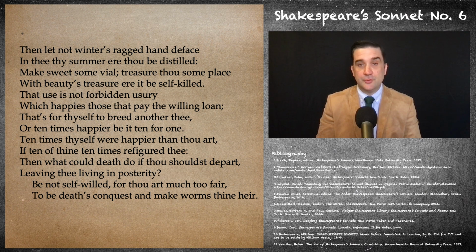Okay, for those of you who have already read the poem, great, thanks for doing so, and now we can read the poem together aloud.